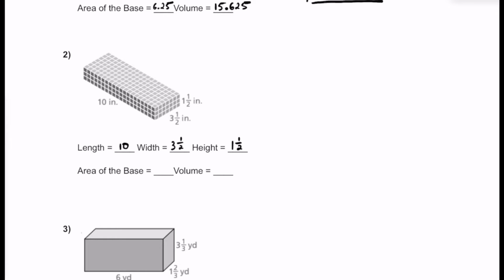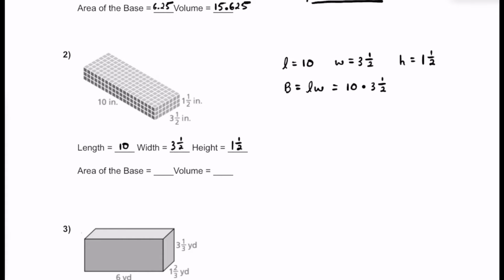Okay, so let's go ahead and write what we have down here. We know the length here is going to be 10. We know the width is going to be 3.5. And then we know the height is 1.5. Okay, cool. So the area of the base, that's going to be capital B. That's going to be just the length times the width. In this case, this is going to be 10 multiplied by this 3.5.